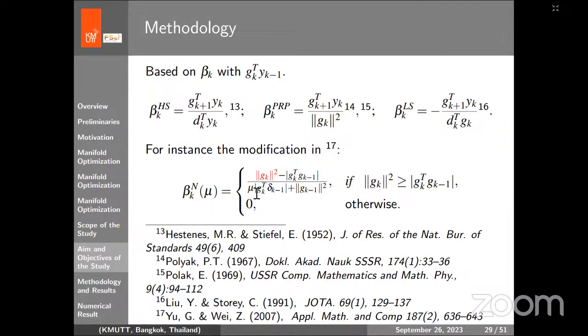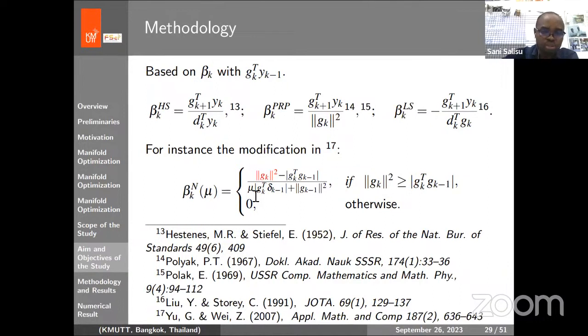So when mu is equal to zero and this condition holds, this parameter actually reduces to the PRP method. If mu is equal to zero while this condition does not hold, then this parameter will reduce to the Fletcher-Reeves method. So this parameter can now be considered as a special hybrid of beta k PRP and Fletcher-Reeves based on the value of mu.